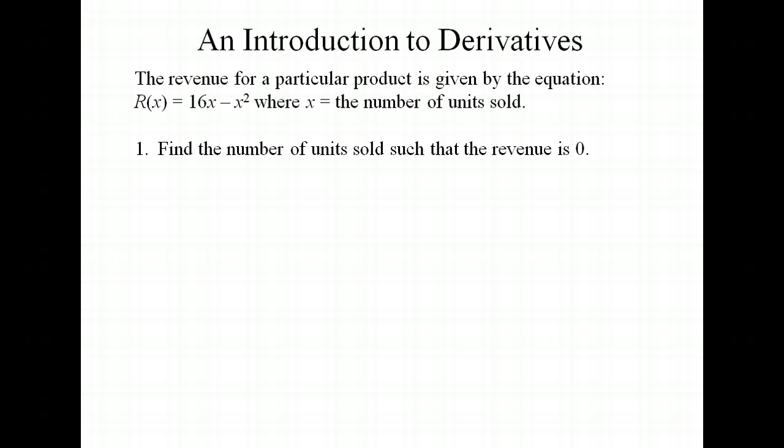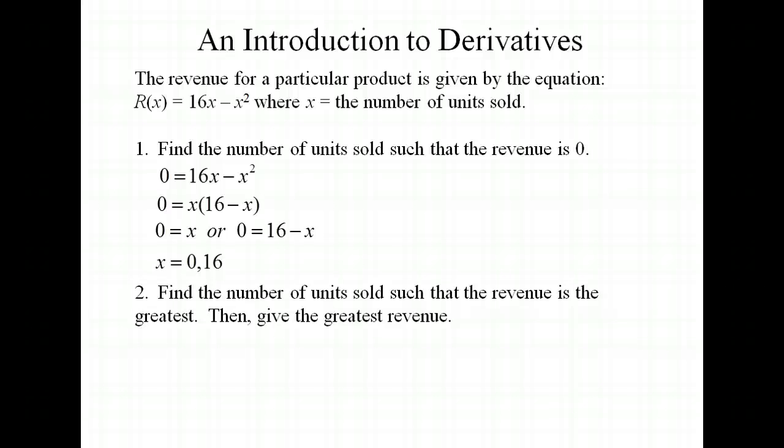Let's first try to find our x-intercepts, or the zeros of the graph, or in other words, where the revenue is equal to 0. So replacing R of x with 0, and then factoring, and then setting each factor equal to 0, we can get our x-intercepts at 0 and 16.